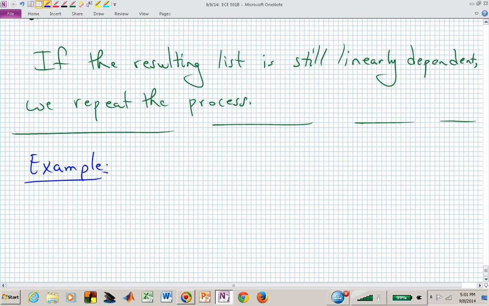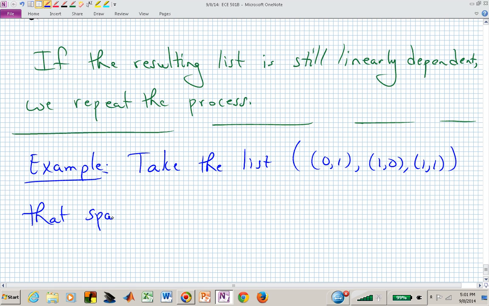set of three vectors that we had before. If we take the list, say (0,1), (1,0), and (1,1). That list spans all of R2. We're okay, that's a spanning list. But you told me it is not a basis because the vectors are not linearly independent. But it is not a basis.